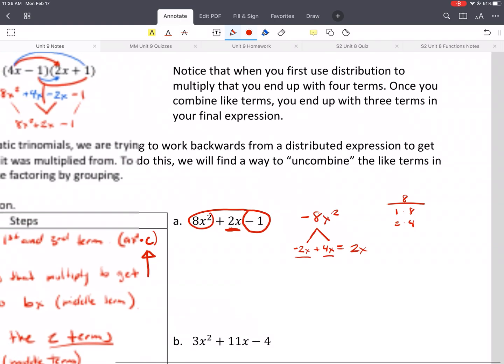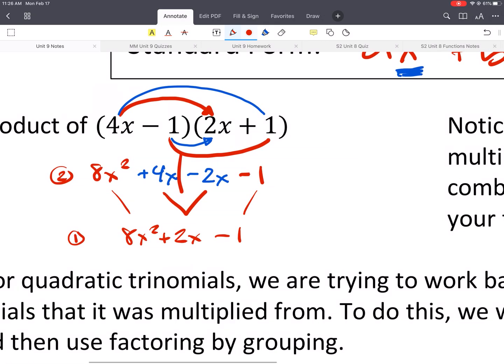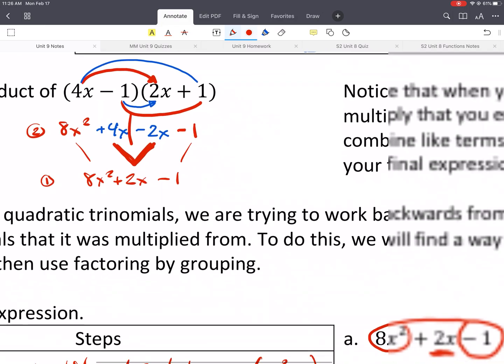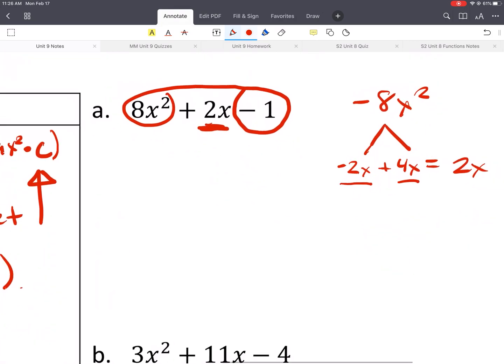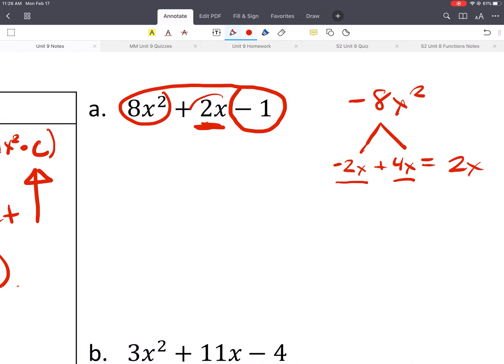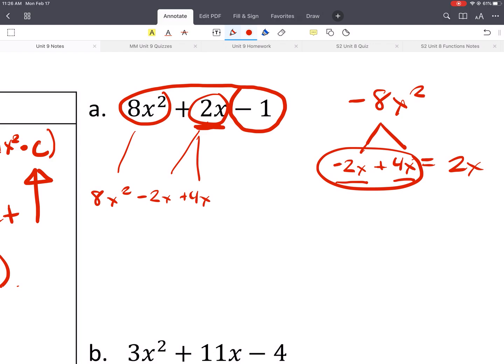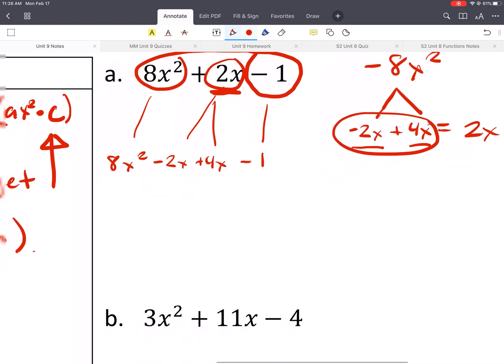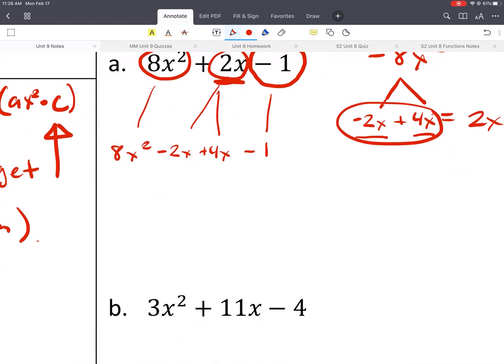All right, so this is the step where we are going to break those into two parts so that we have 4 terms. So now that we know what 2x is equal to, we're going to substitute that in. So we'll have 8x squared, and that was already there. And then we're going to do minus 2x plus 4x, and that comes from breaking that into two parts. And then we'll have minus 1, which was already there. Now we have 4 terms, and we can do grouping.